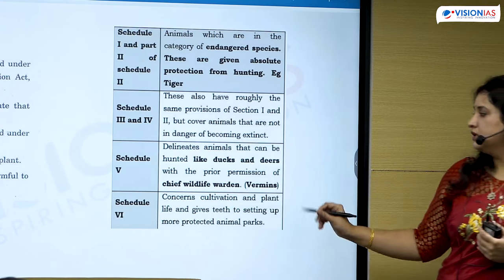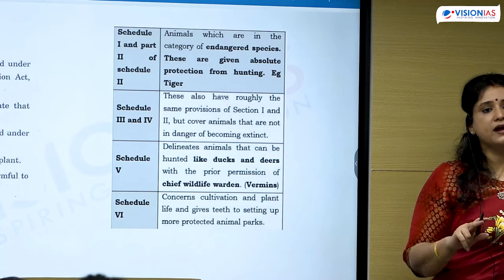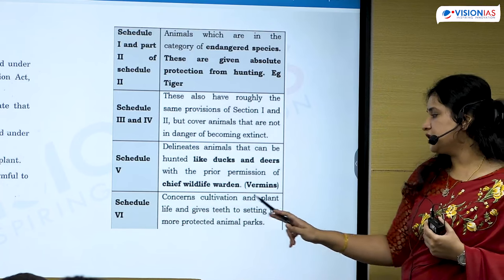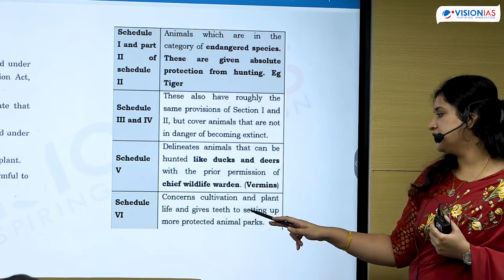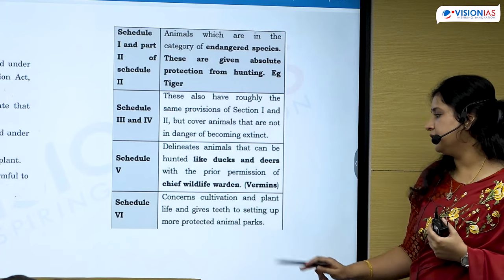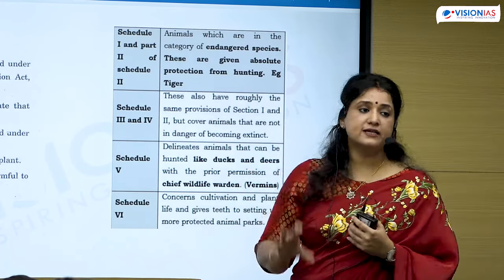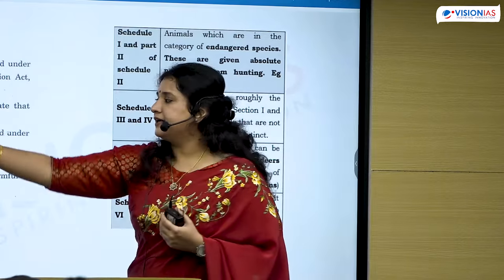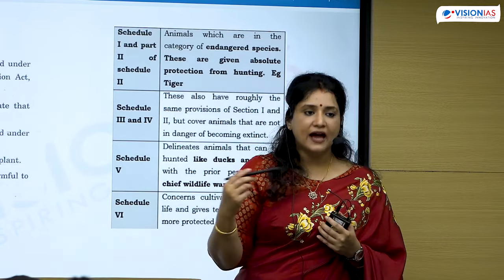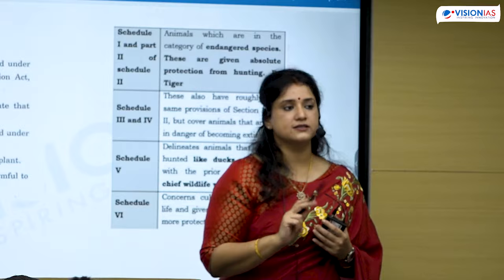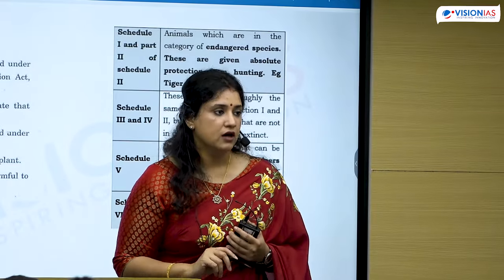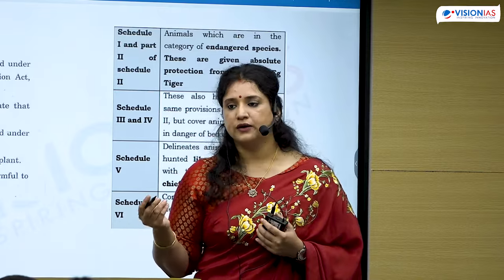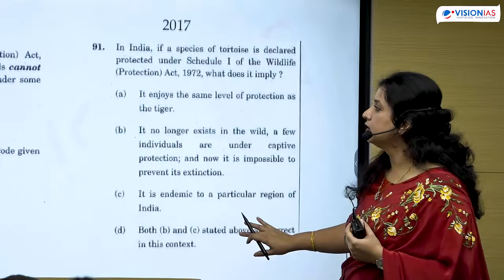Okay, so Schedule 5 lists animals which can be hunted down, but you need the permission of this officer. And Schedule 6 deals with cultivation and plant life, which gives teeth to the setting up of more protected areas. So basically Schedule 6 deals with those plants that require a license to be cultivated. You can cultivate these plants, but you require a license. Aise nahi ki aapne kahin bhi wo plant grow kar diya, because of certain species, because of certain characteristics of that plant.